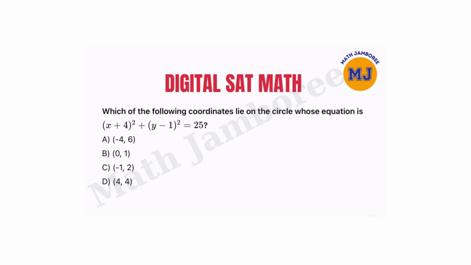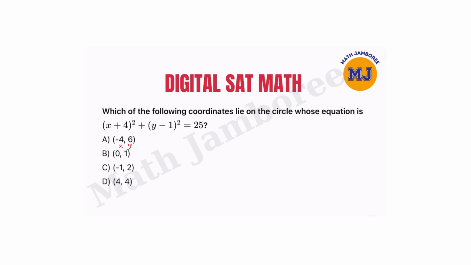Alright, I assume you paused the video and you're looking for the solution. Let's dive into it. Which of the following coordinates lie on the circle whose equation is (x plus 4) squared plus (y minus 1) squared is equal to 25? To solve this question, we will just substitute the x and y values in the given equation, and we're just going to look at whichever choice is satisfying the given equation. So let's dive into it.